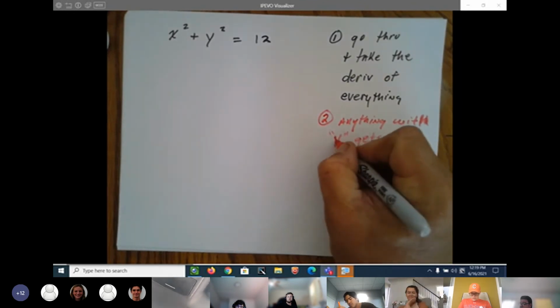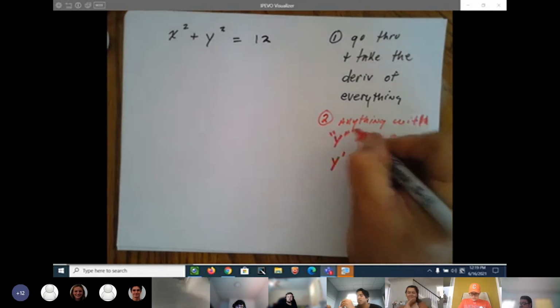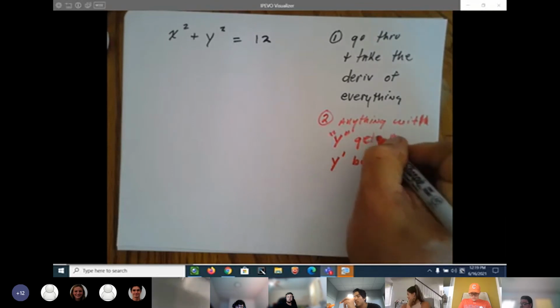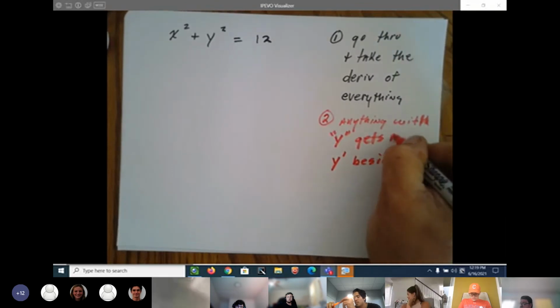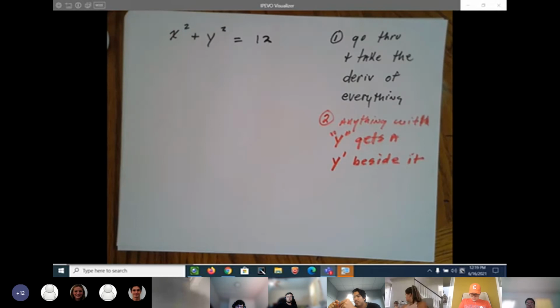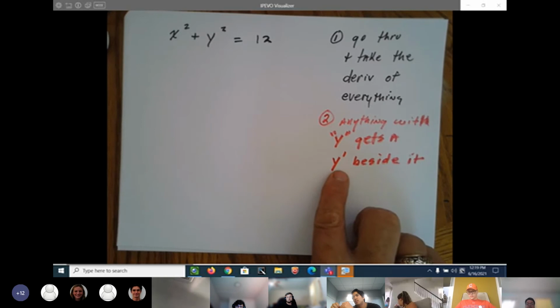Now there is no y prime in the original. Well, technically, it's the chain rule. Okay, and I'm not going to go through and show you why. It's basically because of what's inside. You take the derivative of what you're taking the derivative of and the derivative of what's inside, and that's why you have to put a y prime beside it.